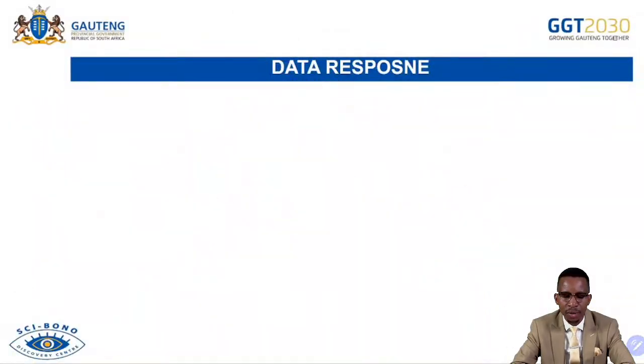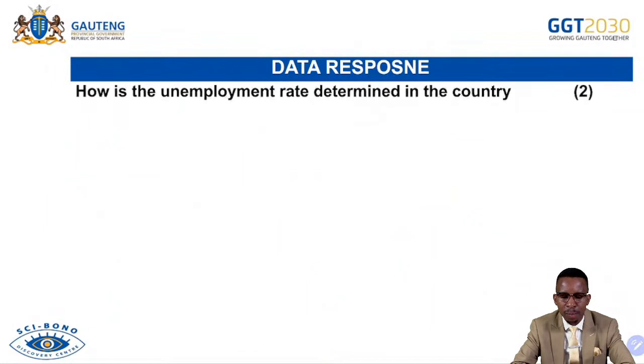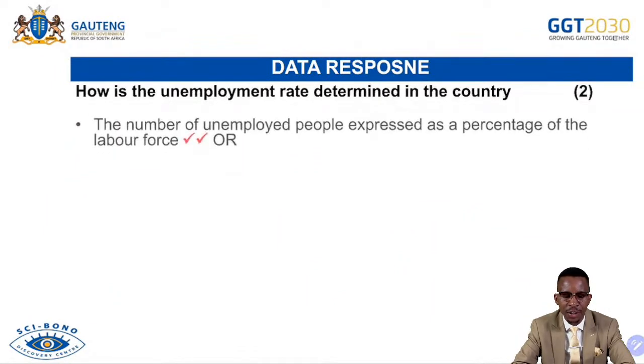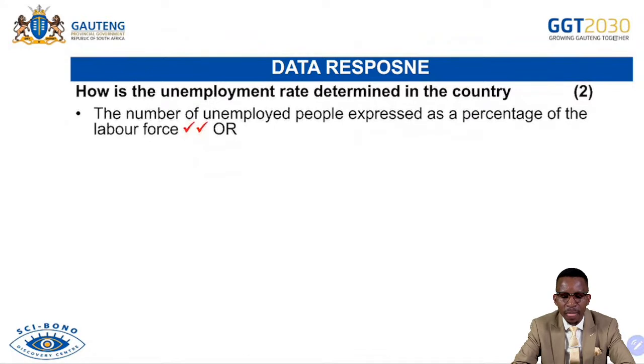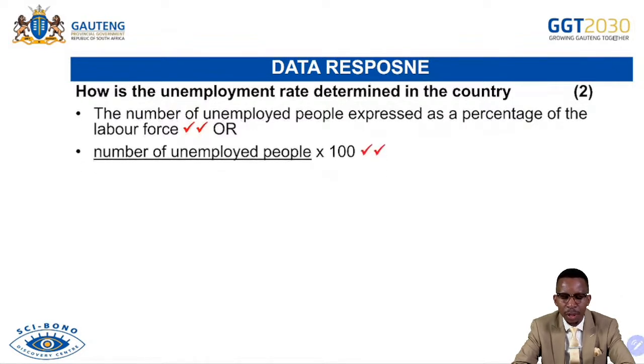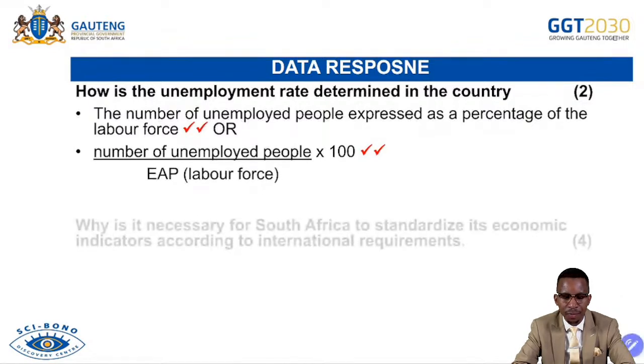And then we continue. How is the unemployment rate determined in the country? We use the number of unemployed people expressed as a percentage of the labor force or economically active population. Number of unemployed people multiplied by 100, divided by the EAP or labor force.